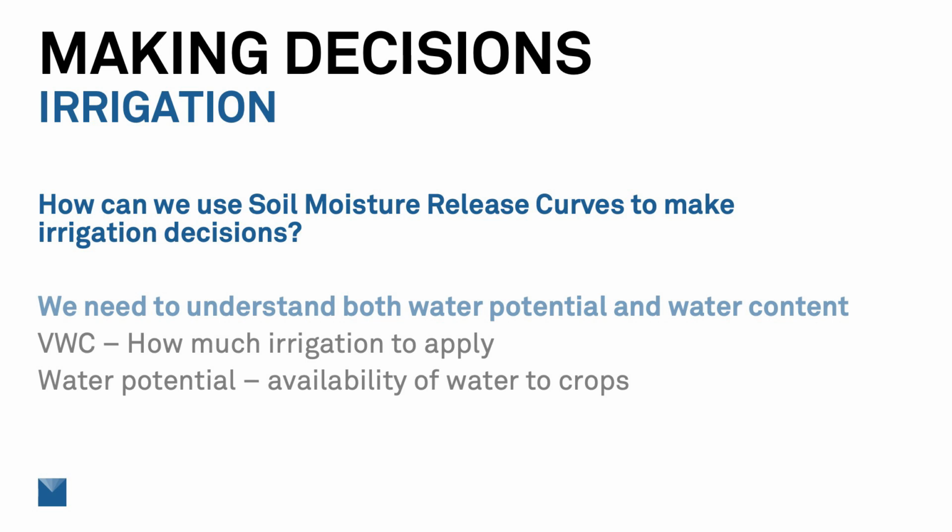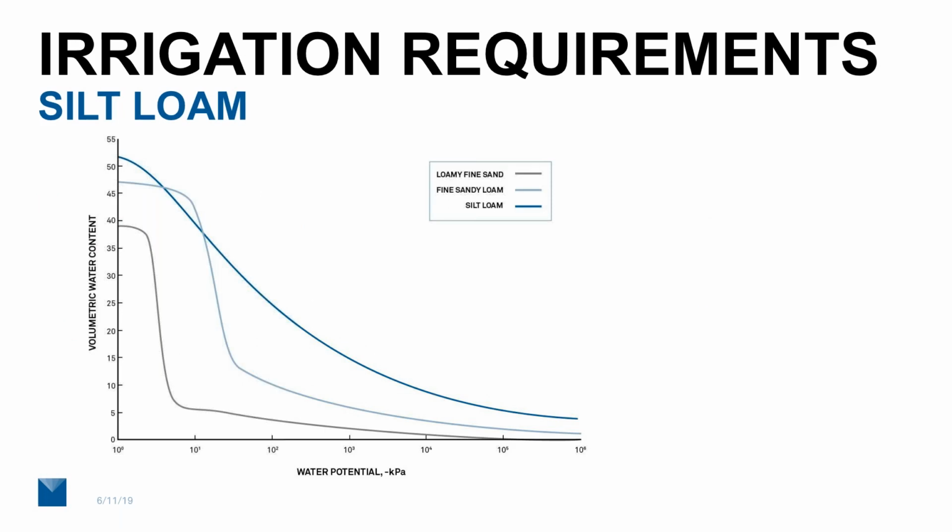So let's go back to the same set of soil moisture release curves that I just showed you, and let's take this silt loam as our example. Let's say our current field conditions are minus 100 kilopascals. In this silt loam, that correlates with a water content of 0.24 meters cubed per meters cubed. And let's say our full point that we're trying to irrigate to is minus 33 kilopascals, which in this silt loam correlates with a water content of 0.32 meters cubed per meters cubed.